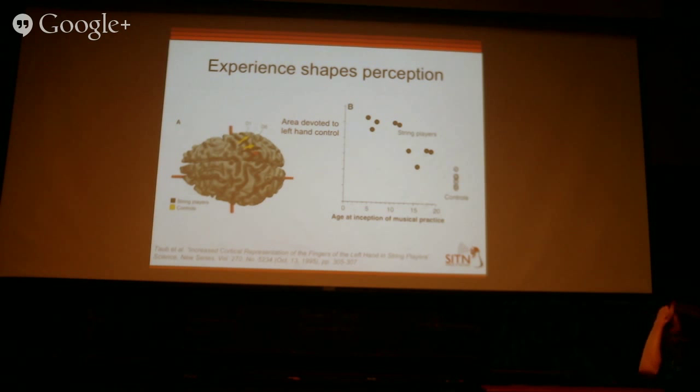But here's one example. In this study, researchers took a subject and touched each one of the five digits on the left hand, and looked at the area of the brain that was responding to those touches on each one of the five digits. And they found that the area for the left hand of string instrument players was much larger than the area in people who didn't play an instrument.